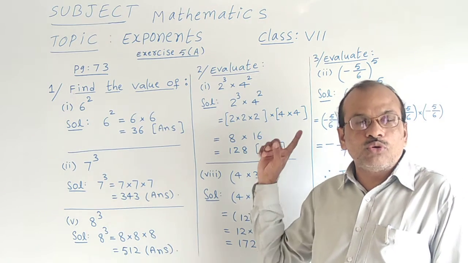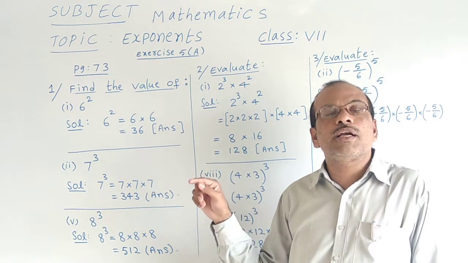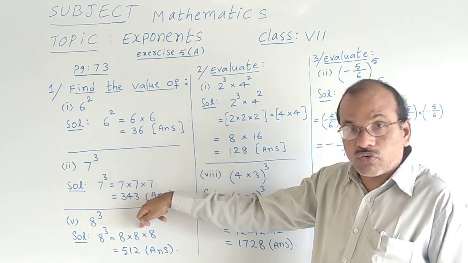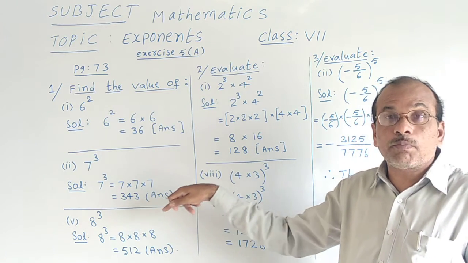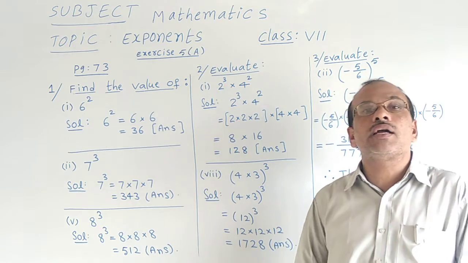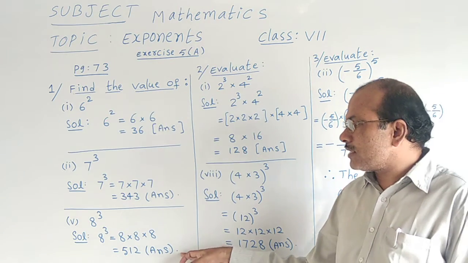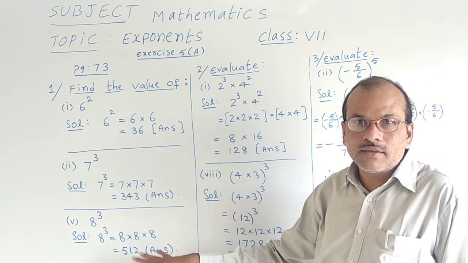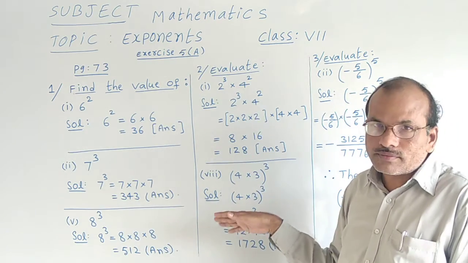For that we should do the multiplication. That should take place in the rough. 8 8s are 64. 64 should be multiplied with 8. Then we will get an answer called 512. That remains as the answer for the question 8 cube. Is it clear, students? Shall we go for question 2?